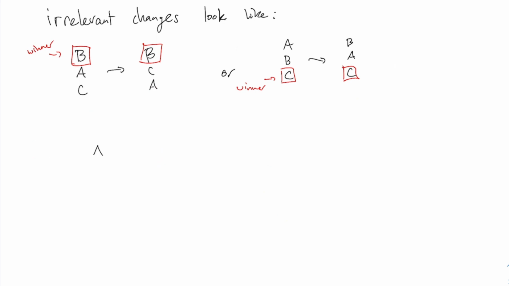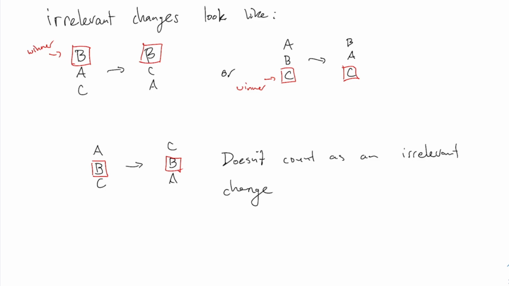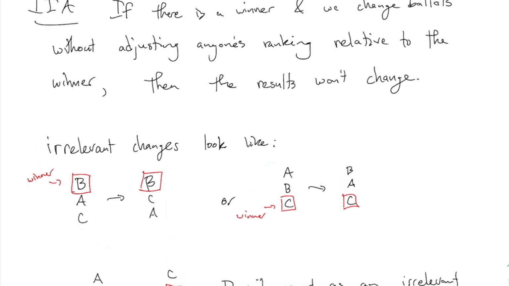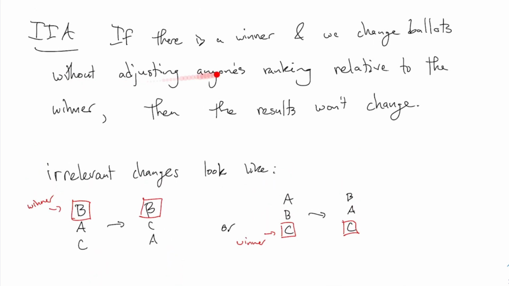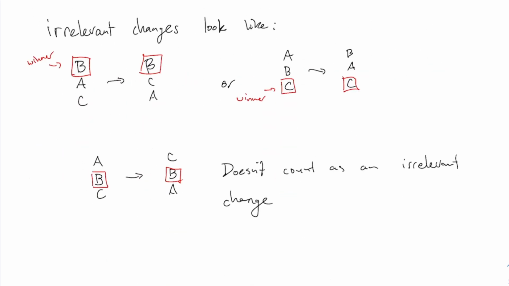For example, if I have ABC, where B was the winner of the election, this changing to CBA, this one here doesn't count as an irrelevant change. Because remember what it means to be the relevance that I care about, I wrote up here. We change ballots without adjusting anyone's ranking relative to the winner. But here actually we did change people's rankings relative to the winner.